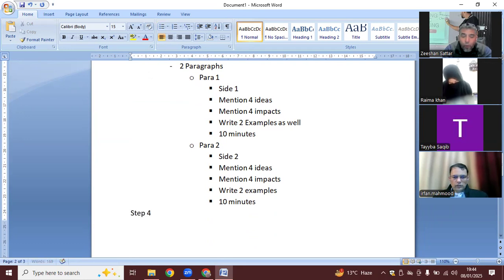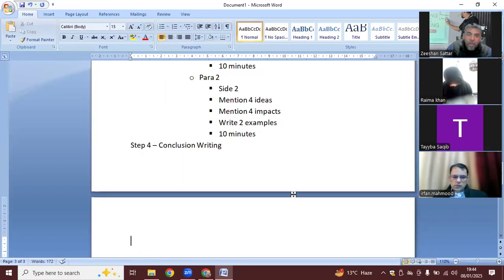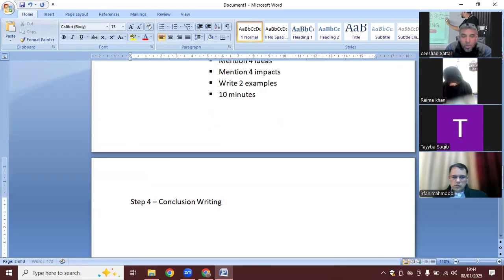So step number 4 is known as the conclusion writing. And in conclusion writing, we should follow the 5 sentences approach, and the 5 sentences will be such as sentence number 1. This will be relating to the conclusive sentence. Conclusive sentence means concluding the topic.